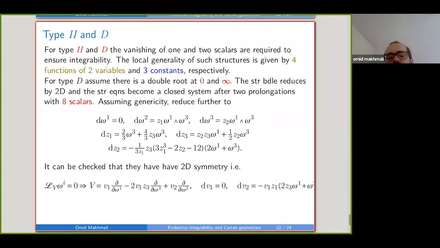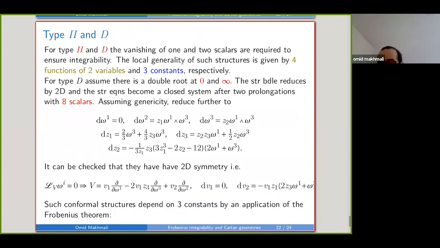This can again be done, if one is interested, by finding for what vectors the Lie derivative of omega i is equal to zero. One can find that such vector fields have to be of this form for some functions V1 and V2, which satisfy this relation, and then work with these relations to get some nice coordinates for these two-dimensional surfaces that foliate the three-manifold.